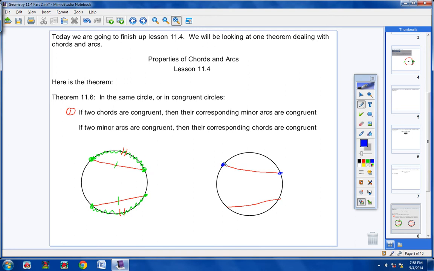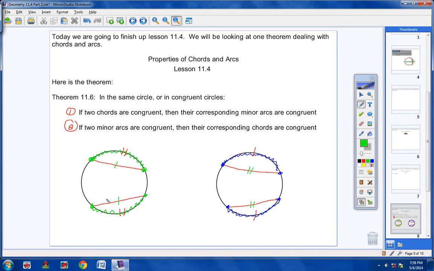Now over here, I'm going to go ahead and say that this arc right here and this arc right here are congruent. So one mark here and one mark here. Now look at part two. What does it say? If two minor arcs are congruent, like I have here and here, then their corresponding chords are congruent. So if I know this arc here is congruent to this arc here, then I know for sure that this chord here is congruent to this chord here.